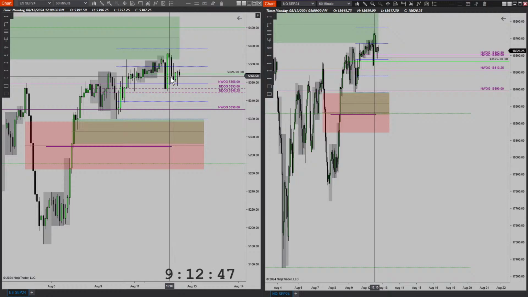Let's see what else. But yeah, that's my bias for today. Let's go ahead and see how price is developing overnight, and I definitely want to see how PPI reported.